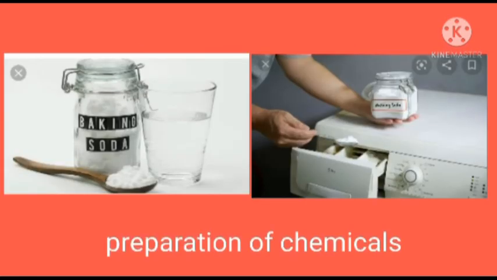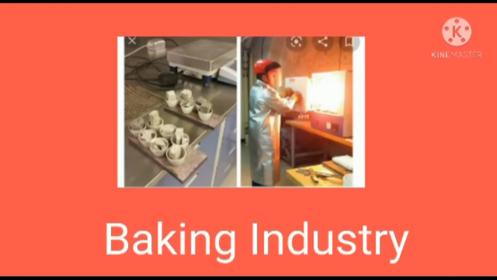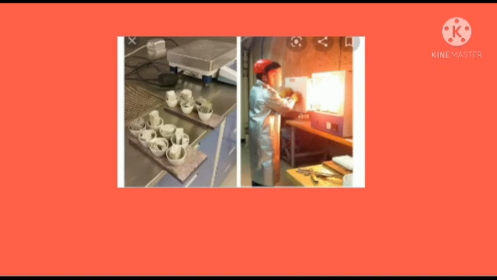Fifth use, in the preparation of chemicals. Carbon dioxide is used to manufacture chemicals like washing soda, that we call sodium carbonate, then baking soda, that we call sodium bicarbonate. In the baking industries, carbon dioxide is used to make the dough rise and become light.